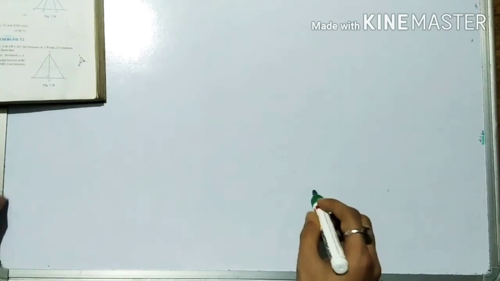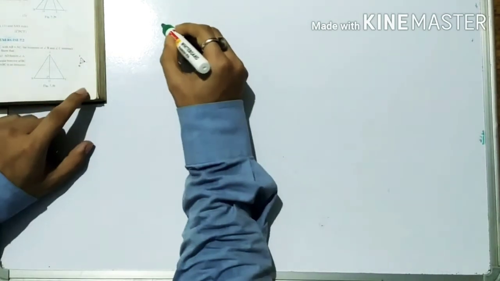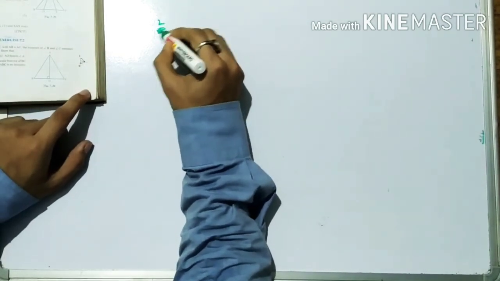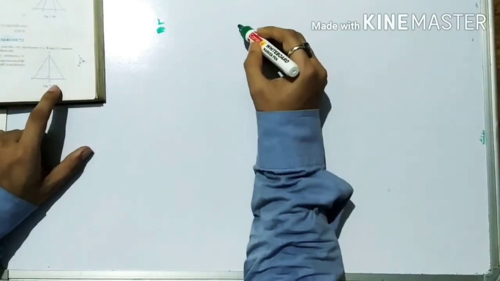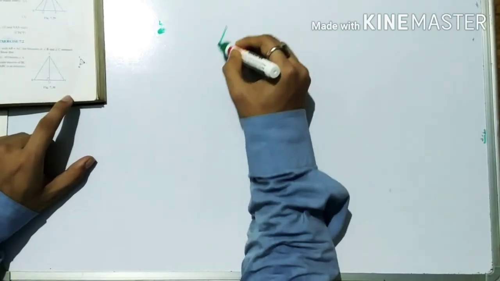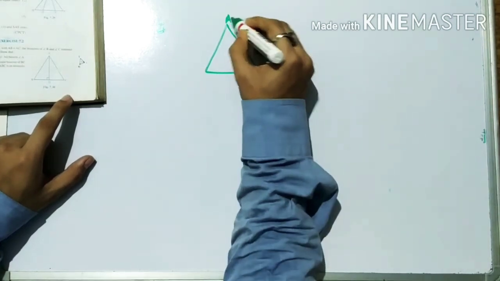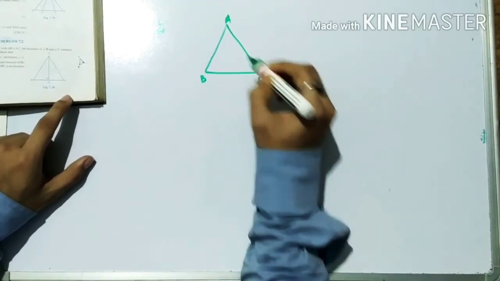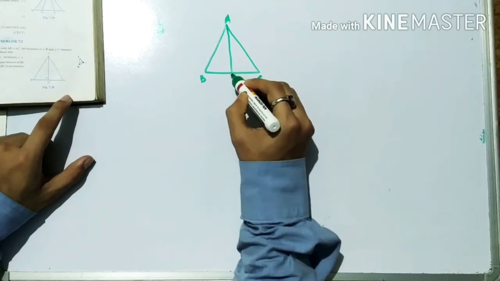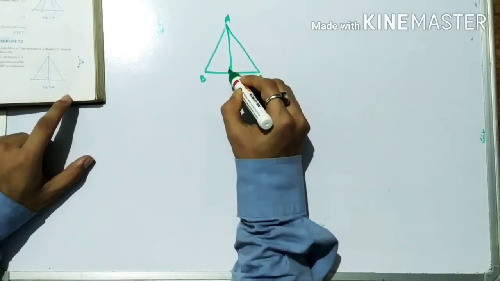So question number 2, in here you see. Very easy, these are not hard. Question number 2, this is the diagram given. Let me draw the diagram first. This is the diagram given: A, B, C, and AD is 90 degrees.